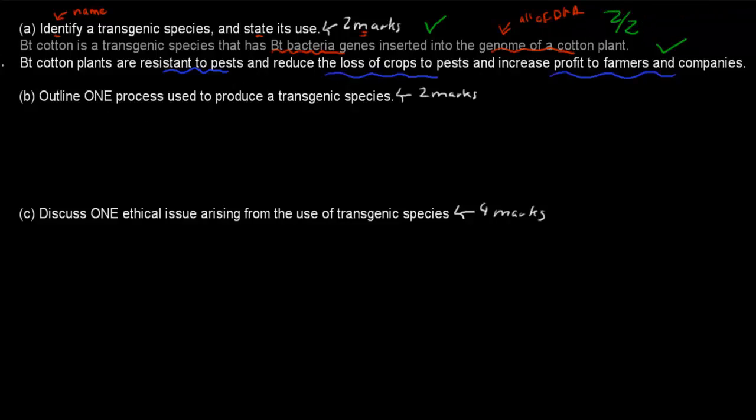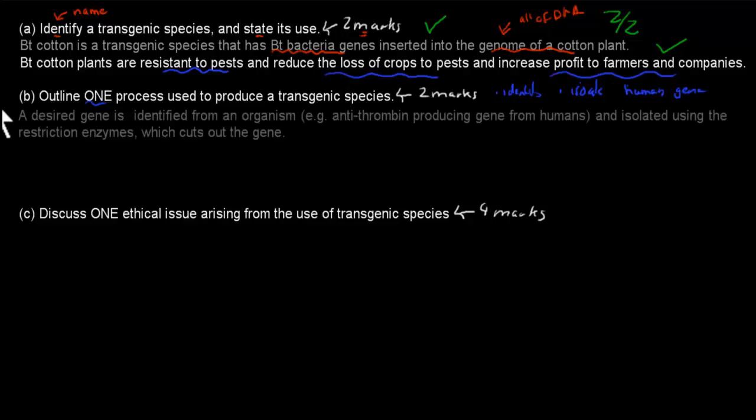For the next one, outline one process used to produce a transgenic species, and that was worth 2 marks. In this case, it's all to do with identify the gene, then isolate the gene, etc. In my example, I talked about how we can get a bacteria gene, or actually a human gene, into a goat. So what I wrote first is I said the desired gene is identified. So identification was the first stage. It's identified from an organism, and the example would be the antithrombin producing gene from humans. So this is the one we want, and we have it in humans.